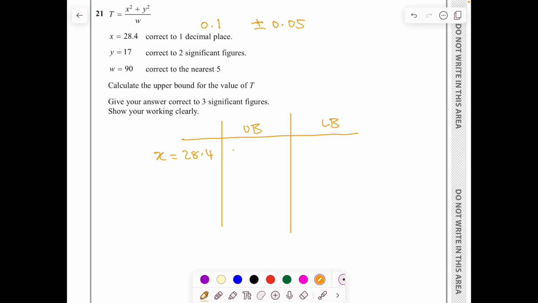So my upper bound is 28.45 and my lower bound is 28.35.